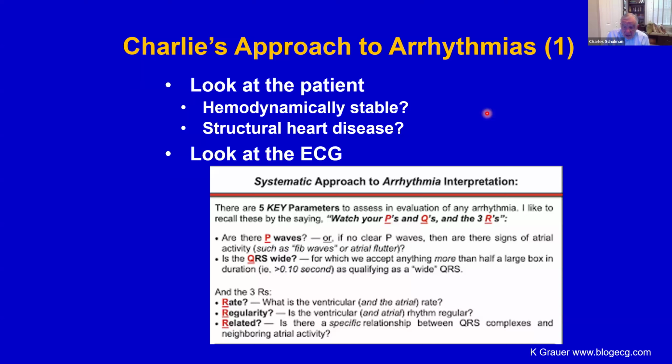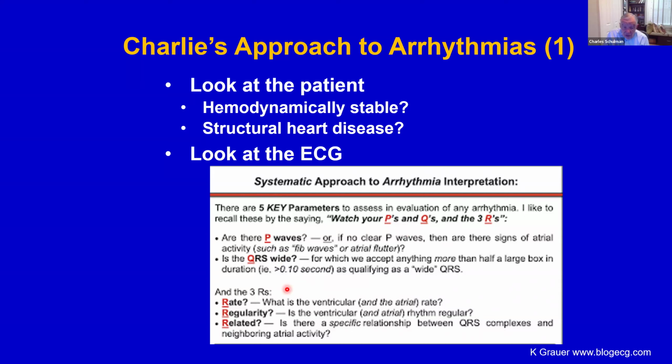And we recommend, as proposed by Dr. Grauer, a systematic approach. There are 5 key parameters. Watch your P's and Q's and the 3 R's. So P, are there P waves? Or if not, are there signs of atrial activity such as fibrillatory waves or atrial flutter? That's P. Q, is the QRS wide? Anything more than 120 milliseconds qualifies as a wide QRS.